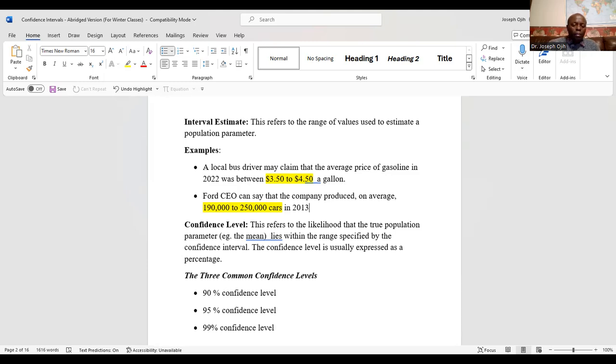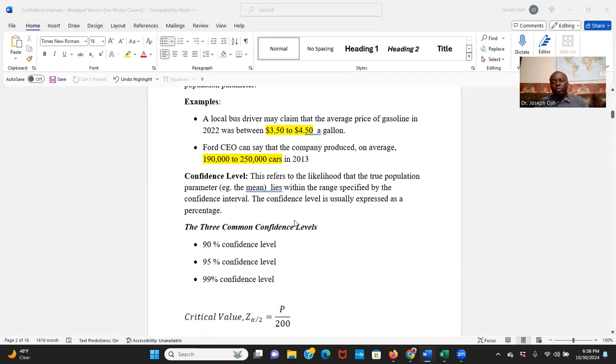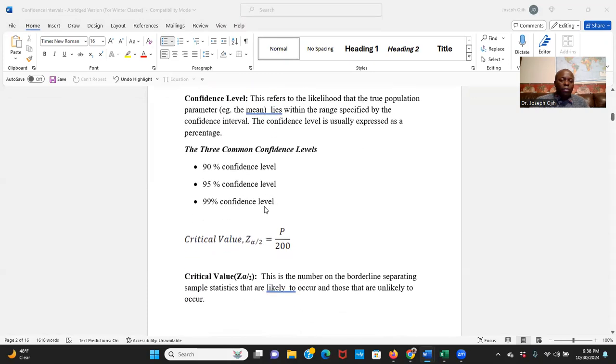Now, the confidence: we measure it by looking at the confidence level. The confidence level simply means the likelihood that the true population parameter, for example the mean, lies within the range specified by this confidence interval. We normally express the confidence level as a percentage. The three most common confidence levels that we use in statistics are the 90% confidence level, the 95% confidence level, and the 99% confidence level.